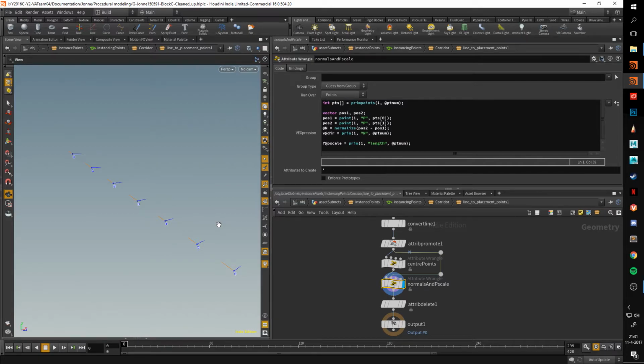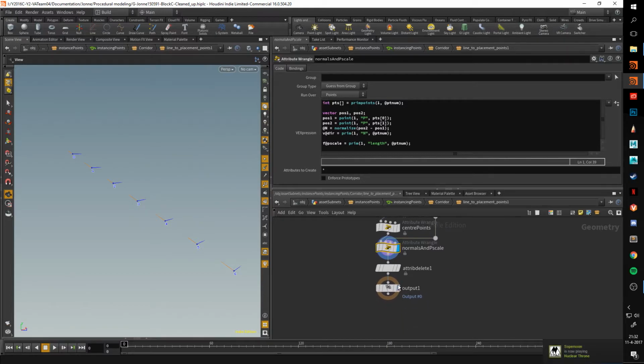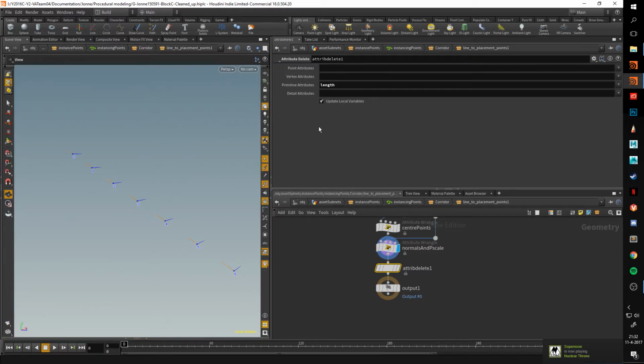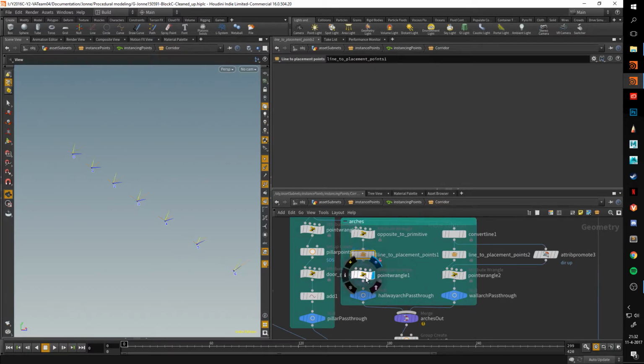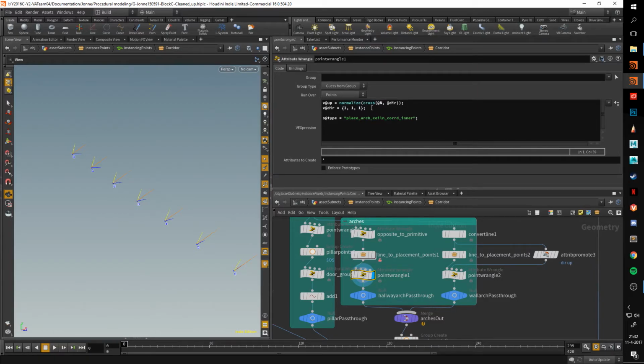In this case, we also have the copy to points, I think, and copy stamp. It's used by those nodes to determine the size of an object. So there are some unnecessary attributes created, such as length. Right now, the length is turned into pscale, so here I just delete the length because I don't need it. And it's then exported. And again, here I set the type, and I set the direction vector to 111, because the normals are already determining the direction for the placement. So just to remind myself, I set the direction to 111 to make sure that I remember that.